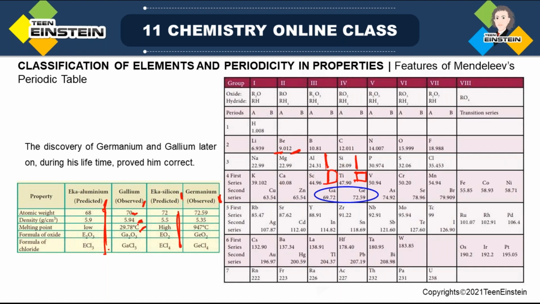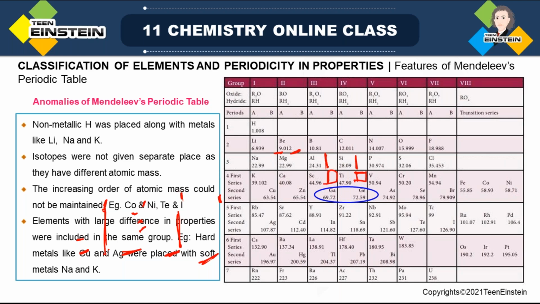Then the formula for oxide, E. Here capital E is written because at that time we did not know the symbol. So E for element, you can consider it as the notation for the element. E2O3 is the formula for the oxide. But when it was actually discovered, what is the formula of the oxide? It is Ga2O3, that means it is matching with E2O3. Similarly, EO2, that is eka silicon, is matching with GeO2. Now if you consider the chloride, it is ECl3. Here the oxidation state of E is +3, and GaCl3, so this is also matching. Okay. But we have to know what are the anomalies of this Mendeleev's periodic table. That is also important.